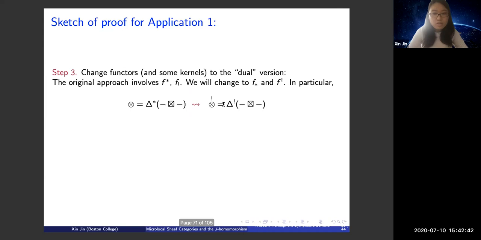Okay, so this part is a little bit technical. It's not that necessary, I'm just used to thinking in this way. So I changed my functor to the dual version. Originally, people usually take upper star, lower shriek. Here I take upper shriek, lower star. Then the tensor will be shriek tensor, and my monoidal unit for local systems will be the dualizing sheaf.